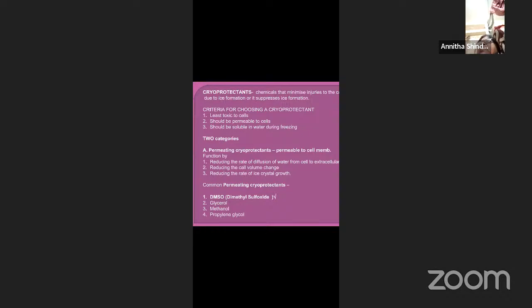And it should be permeable to the cell. That means the cell should have the ability to allow water as well as other particles to move from inside to the outside. So it should be permeable enough, that means the cell should have the permeability to allow the entry of the components. Next, it should be soluble in water. So the cryoprotectant also should be soluble in water.